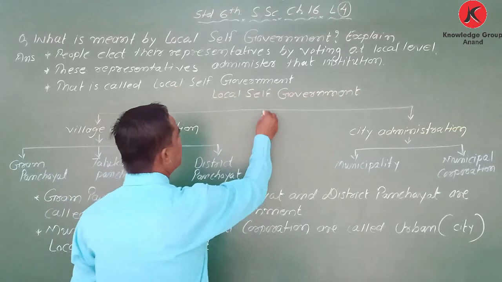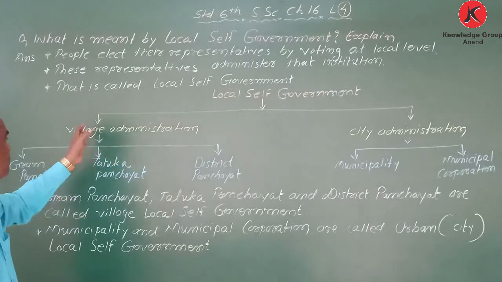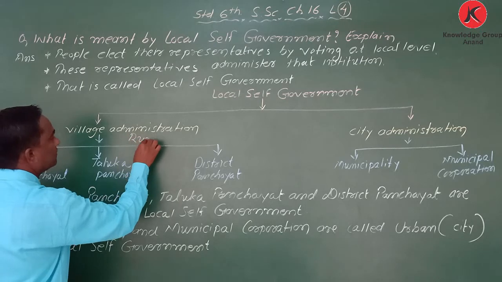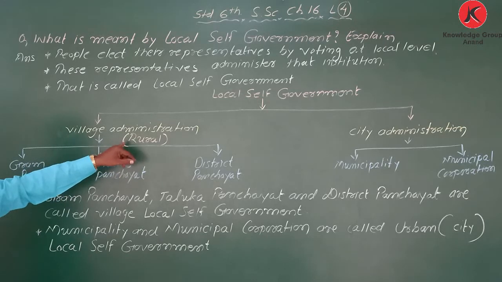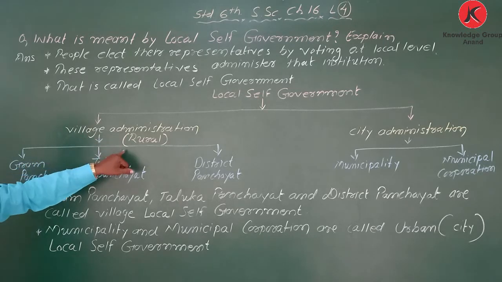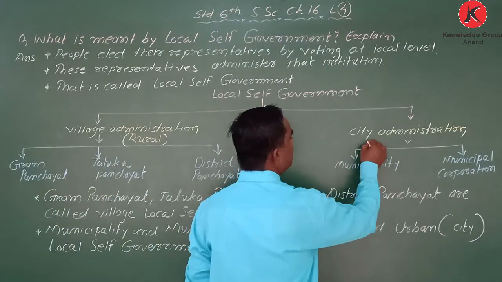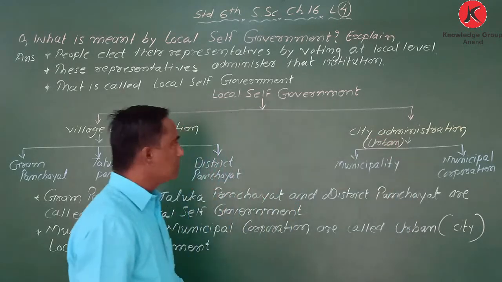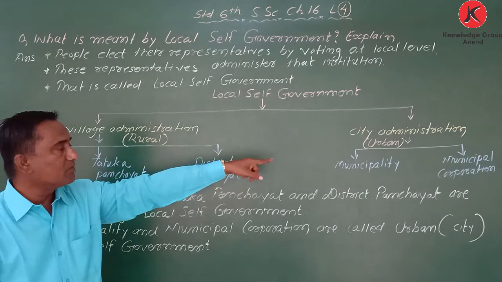Now here local self-government is there. Local self-government is divided into two parts: village, that is called rural, village or rural administration. And the second one is city administration, that is called urban. Okay, got it? So local self government at village means rural area, and the second one is urban, meaning city area.